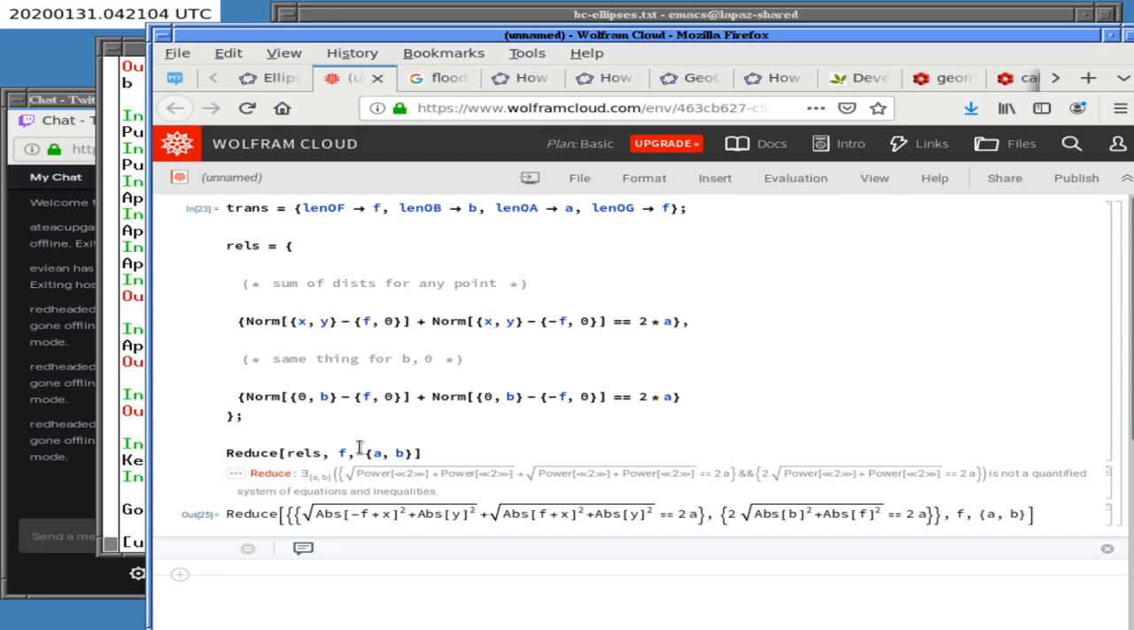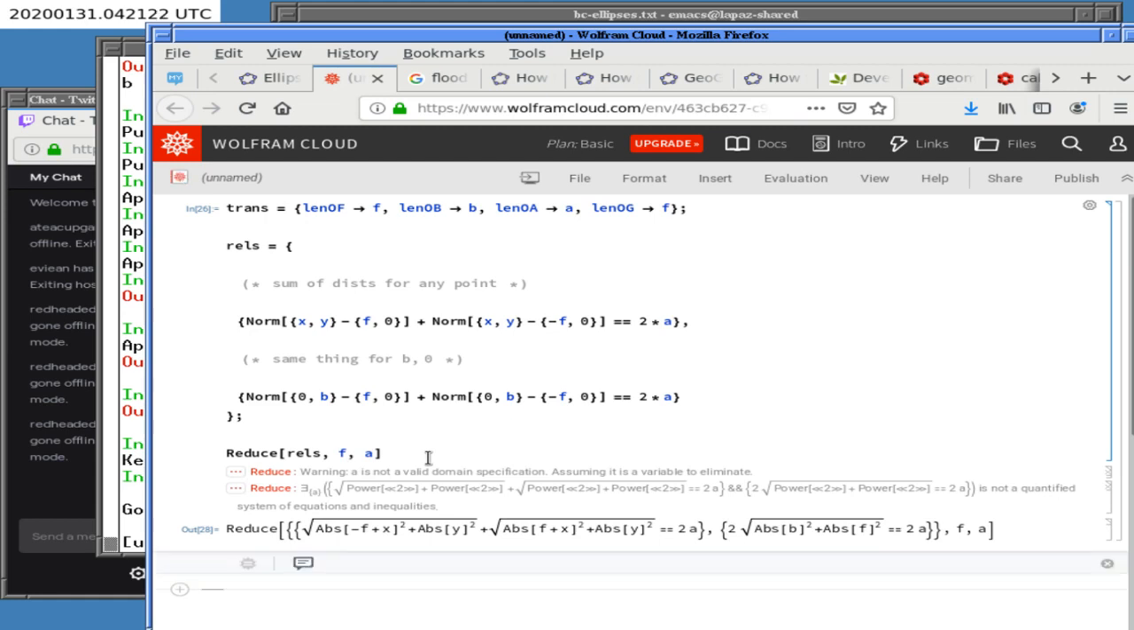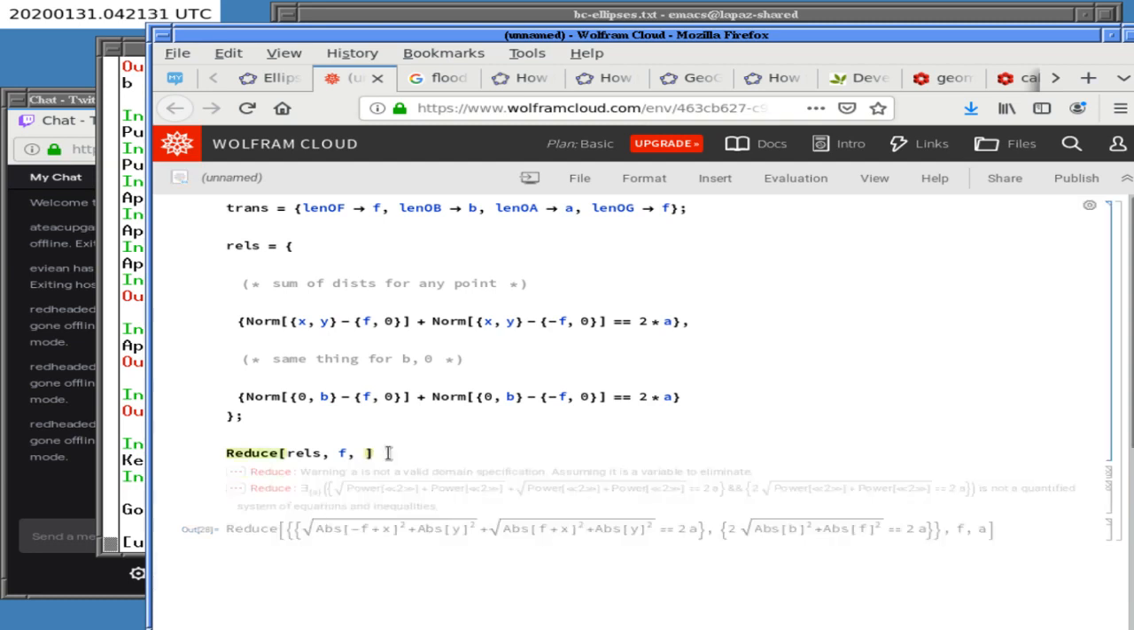That's not cool. Wait. There exists a and b such that... Okay, wait a minute. Not what I want. How about f in terms of a? Assuming there's a variable to eliminate. Well... No. Well, let's do this then. If we're going to eliminate variables, I want f in terms of a and b, so I'm going to eliminate x and y.